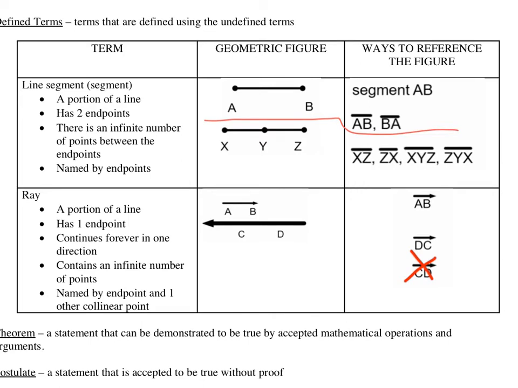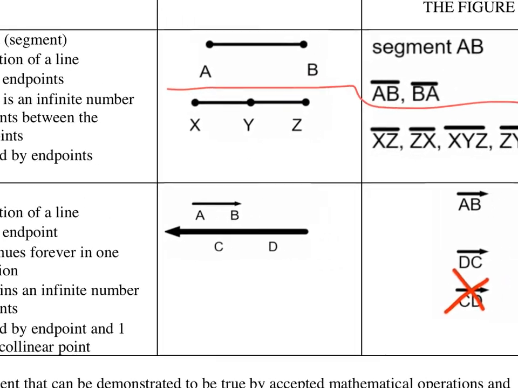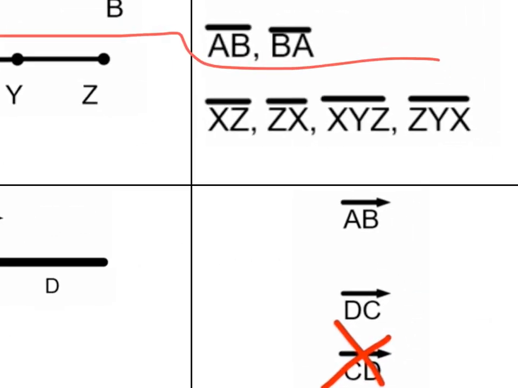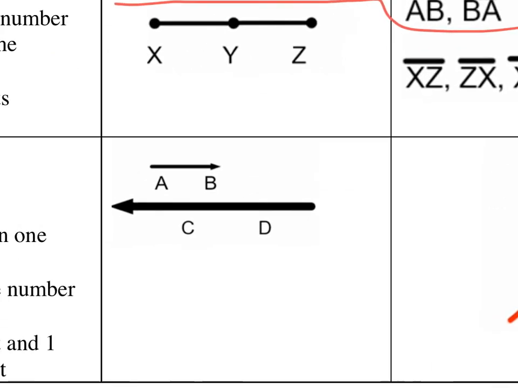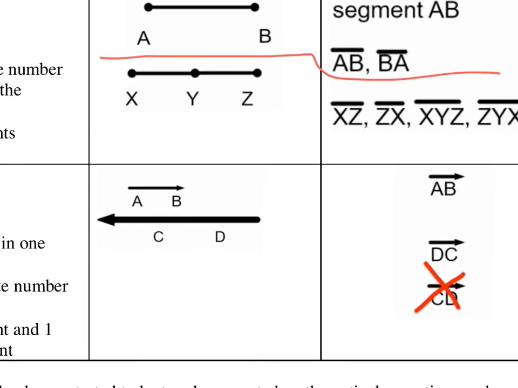So it contains an infinite number of points as well, just like the line segment, and it's always named by one endpoint and one other collinear point, so a point that lies on the same line. So in our first visual, we have AB, and I can name that just by drawing a ray above the points AB. Now I have CD, but instead of going to the right, it's going to the left. So a lot of students are going to be like, oh, I can write it as CD. But I can't, because if you look, I have it crossed out.